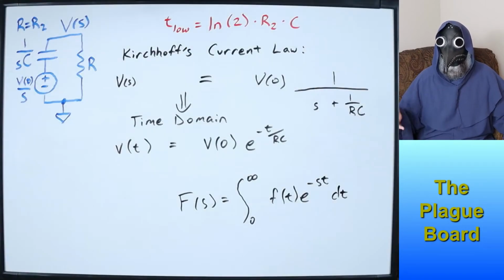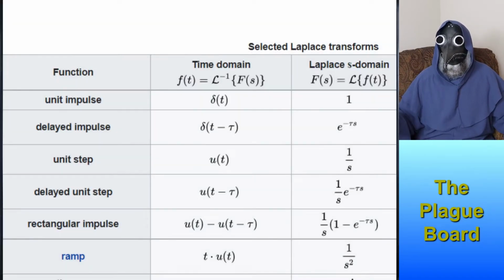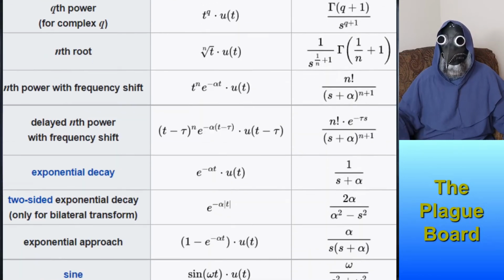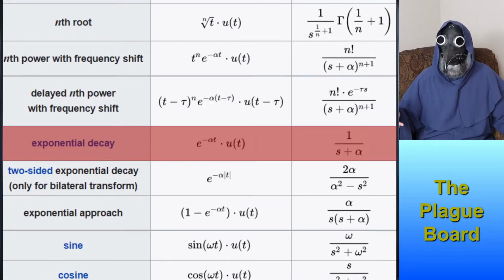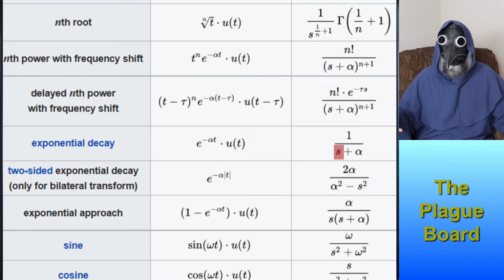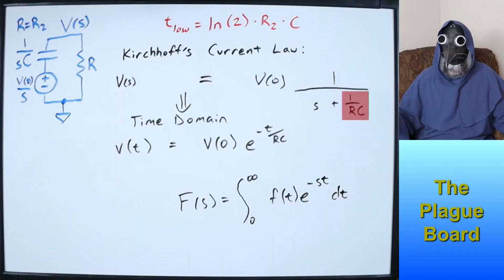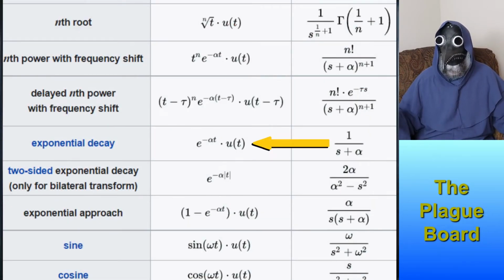For example, our S domain equation contains 1 over S plus a constant. Let's see if we can match that with something in the table. Let's look at the row for exponential decay. You'll see that it has 1 over S plus alpha. Alpha can be any constant. In fact, it can be 1 over RC, so we have a match. Now, taking the inverse Laplace transform, or going back to the time domain, gives us e to the negative alpha times t, all multiplied by u of t.